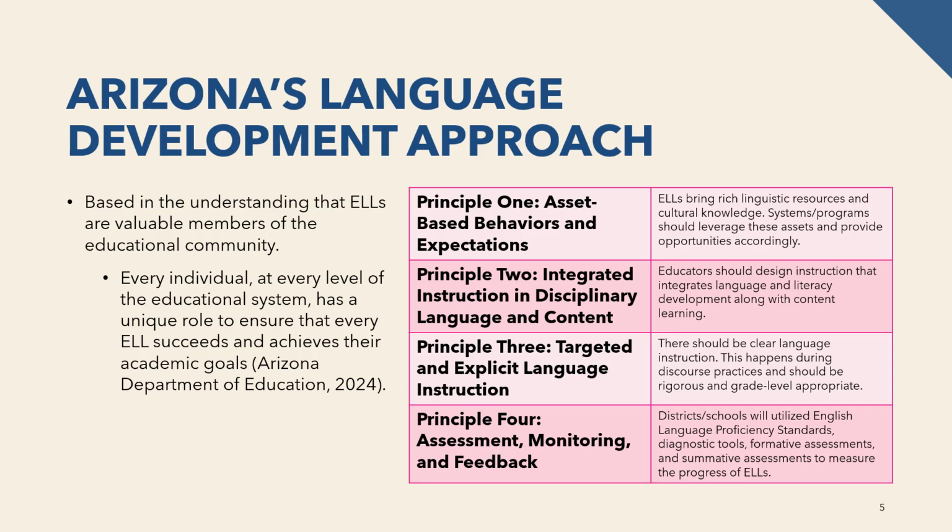So every individual at every level of the educational system has a very unique role to ensure that every English language student succeeds and achieves their academic goals. So this does not just rely on the shoulders of our teachers, but it relies on our administrators, our district professionals, our paraprofessionals, so every level of the educational system. So there are 4 principles that the state of Arizona recognizes.